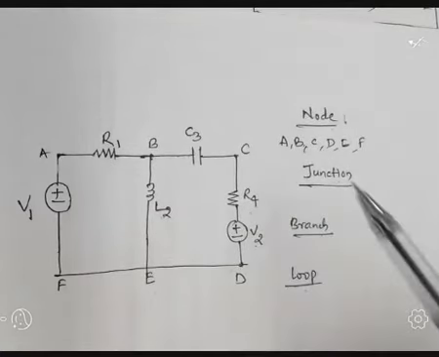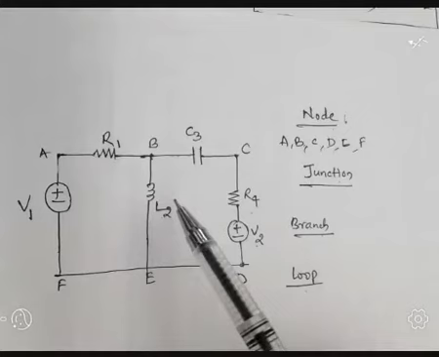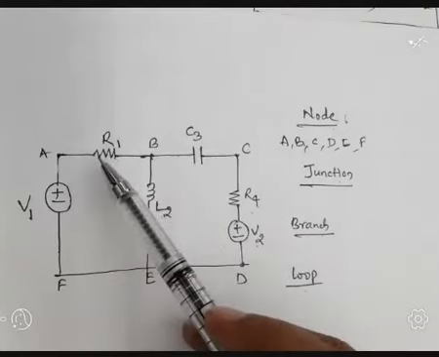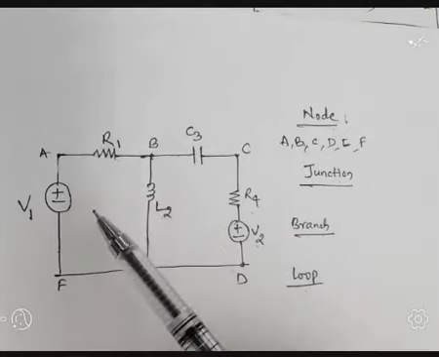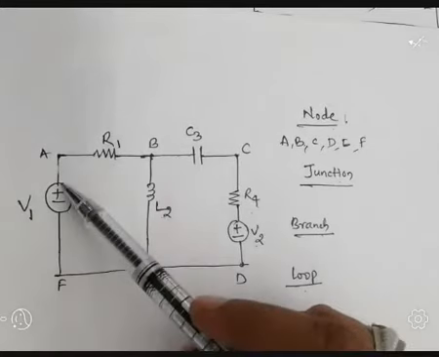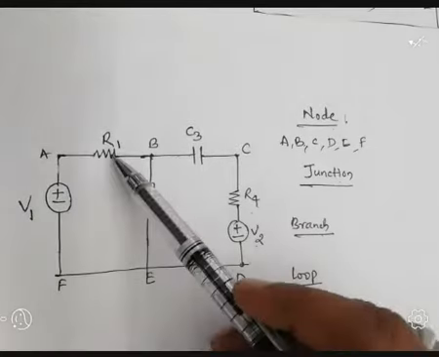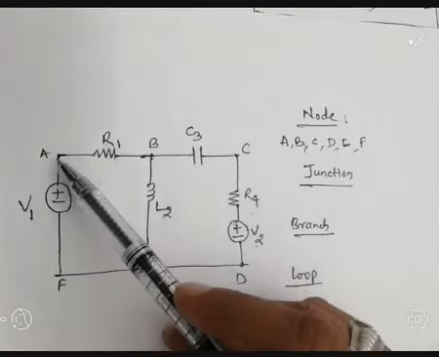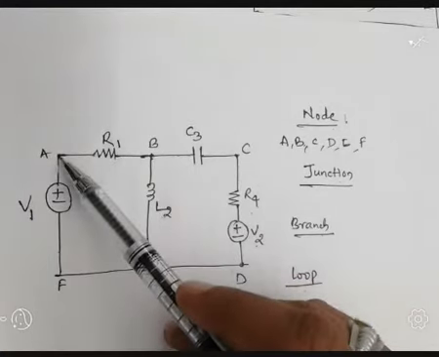Node means a point at which two or more elements are joined together. That point is called a node. For example, the branch containing voltage source V1 and another branch containing resistor R1 are connected at this point. So because of this reason, A acts as a node.